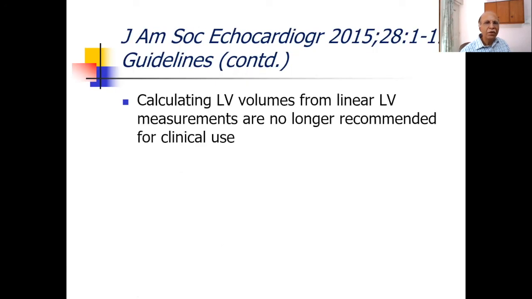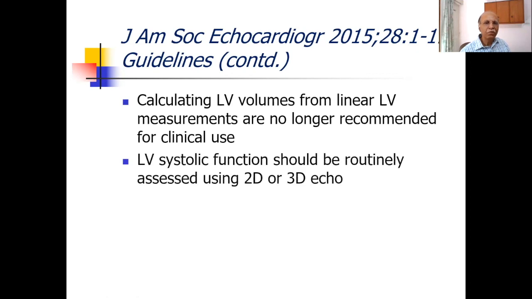Also, they mentioned that calculating LV volumes from linear LV measurements is no longer recommended for clinical use. What is recommended is the Simpson's formula to measure the volumes. LV systolic function should be routinely assessed using 2D or 3D. So it is not 2D and 3D assessment; any one of the two is okay. If you do not have that 3D facility, 2D is still okay.